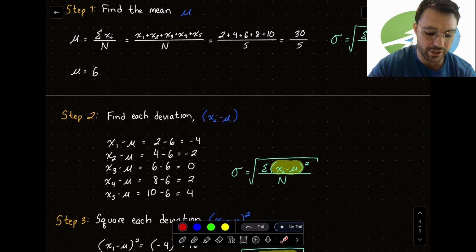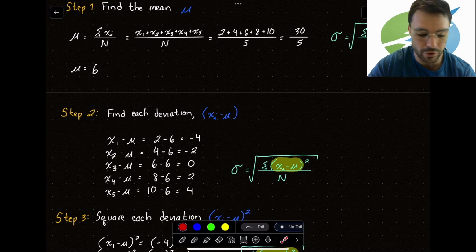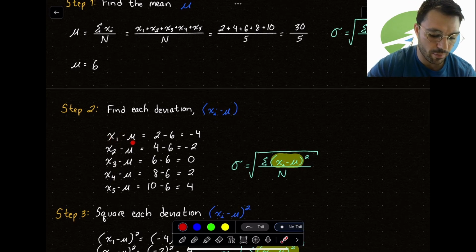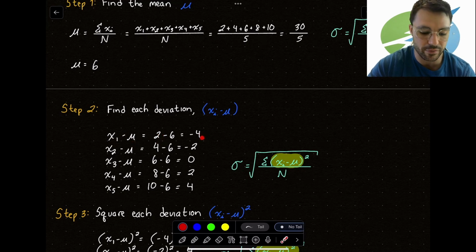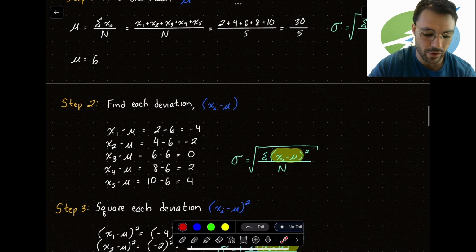Step 2, find each deviation, which is each x value minus our mean, x of i minus mu. And that's this part of the equation we're focusing on. So x of 1 minus mu, our first x is 2. 2 minus 6 is negative 4. x of 2 minus mu is 4 minus 6, which is negative 2. x of 3 minus mu is 6 minus 6, which is 0. x of 4 minus mu is 8 minus 6, which is 2. And x of 5 minus mu is 10 minus 6, which is 4. Okay. Have all these listed out.